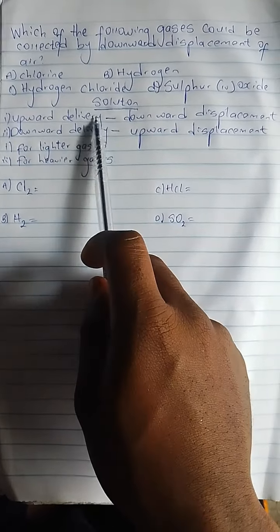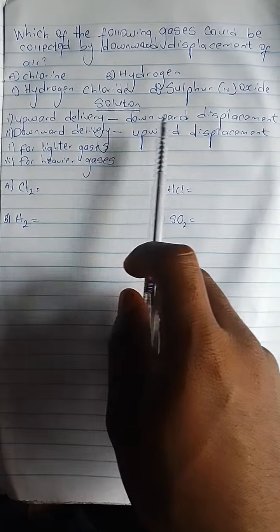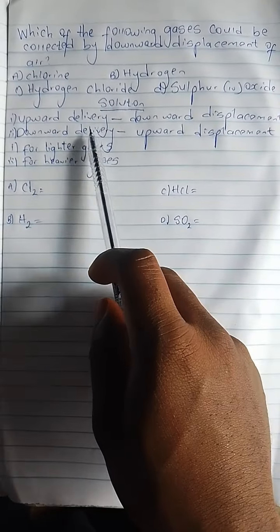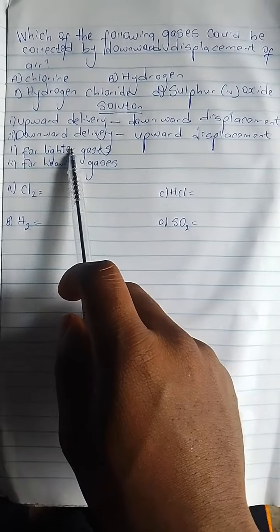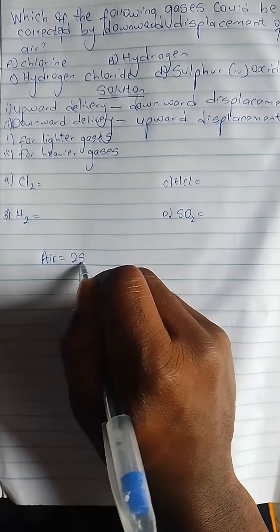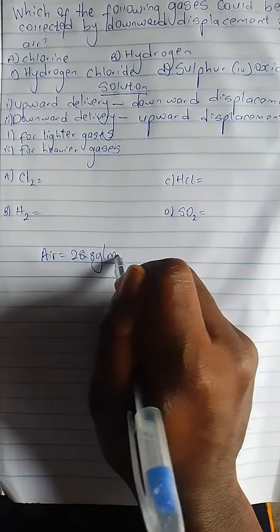It says upward delivery, downward displacement, downward delivery, upward displacement. Now what do we mean by upward delivery and downward displacement? This term is used for lighter gases, gases that are less dense than air. And remember, the molecular mass of air is 28.8 grams per mole.